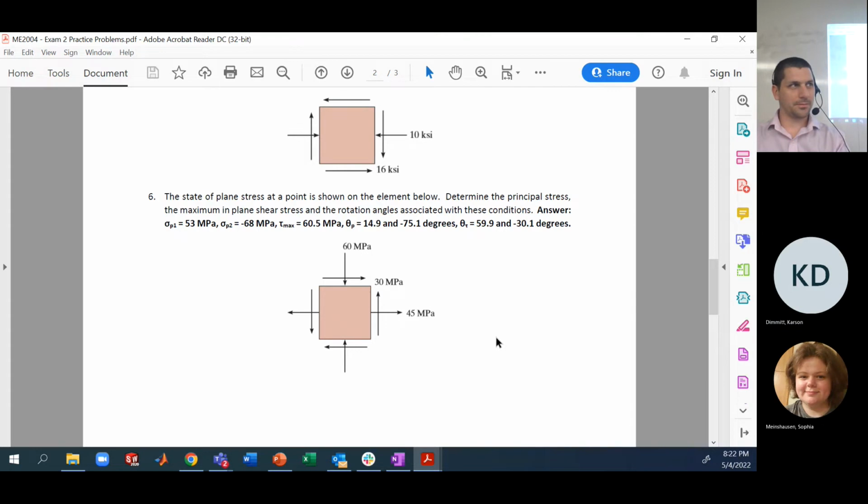Other questions? I don't remember the exact identity. It's like cosine squared theta equals 1 minus cosine 2 theta, something like that. I can't remember.